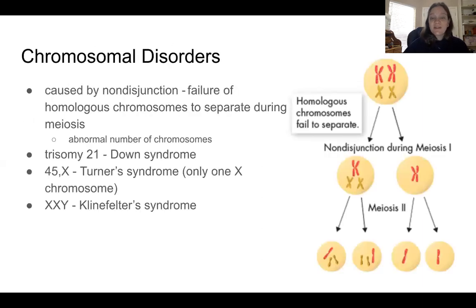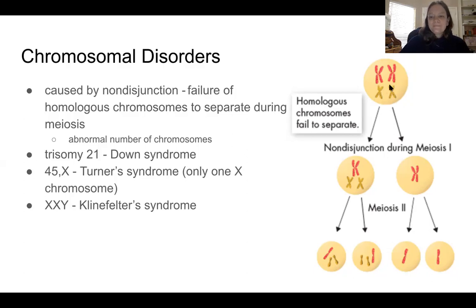All right, the last thing we need to discuss today are chromosomal disorders. Chromosomal disorders are caused by a process called non-disjunction. Non-disjunction happens during meiosis. It can happen during either meiosis 1 or meiosis 2. This picture over here is showing meiosis 1, where the homologous chromosomes fail to separate.